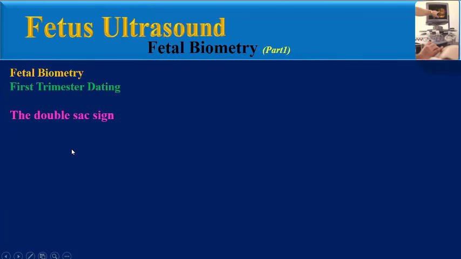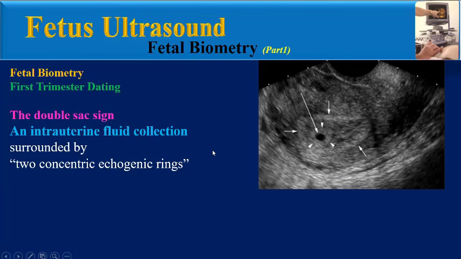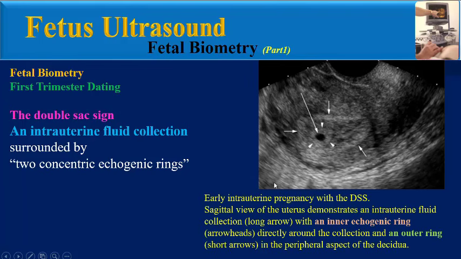What is the double sac sign? An intrauterine fluid collection surrounded by two concentric echogenic rings. This image is related to another proved early intrauterine pregnancy. This sagittal view demonstrates an intrauterine fluid collection with an inner echogenic ring directly around the collection and an outer ring in the peripheral aspect of the decidua, and this appearance is named the double sac sign.